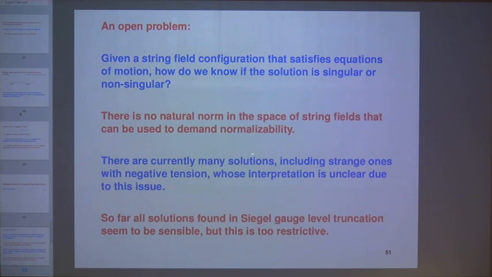And indeed, there are currently many solutions, including some strange ones that seem to have negative tension, and the interpretation of this is unclear because of this issue. We don't know whether these solutions are physical or not. So far, experience shows that all solutions that are found in single gauge level truncation, solutions which converge in the level truncation analysis, are sensible, but this is perhaps too restrictive.